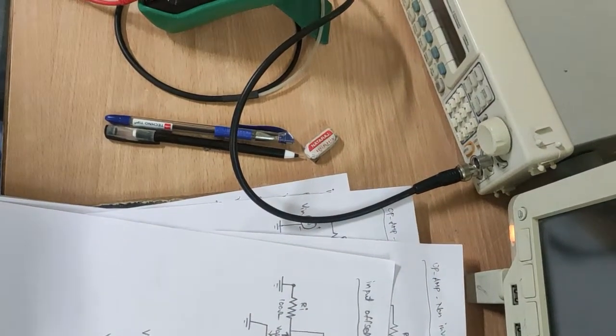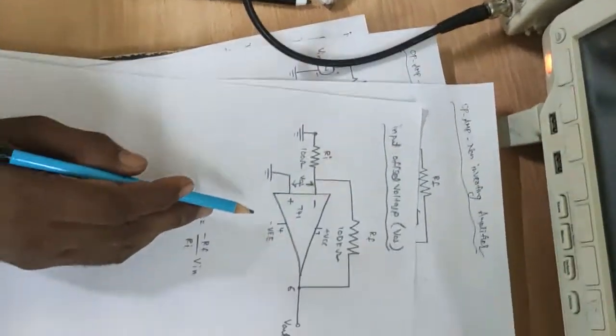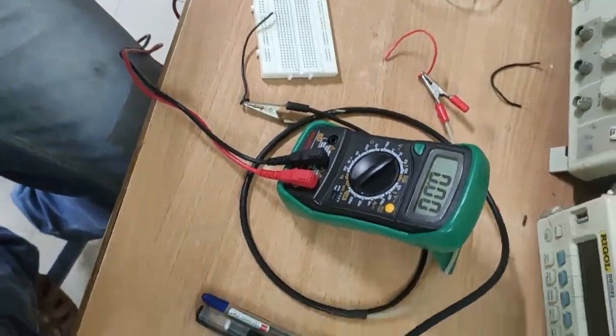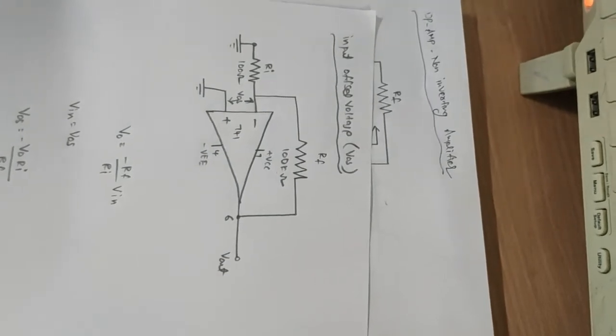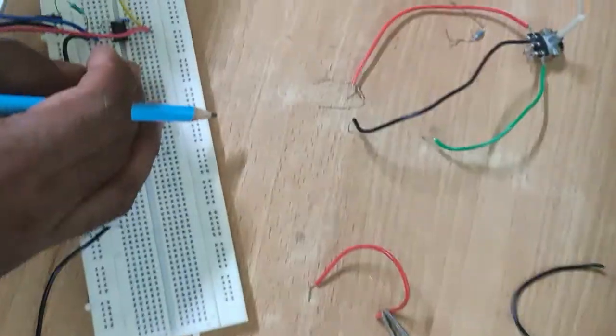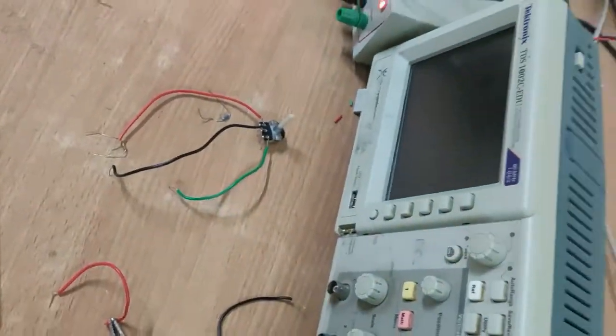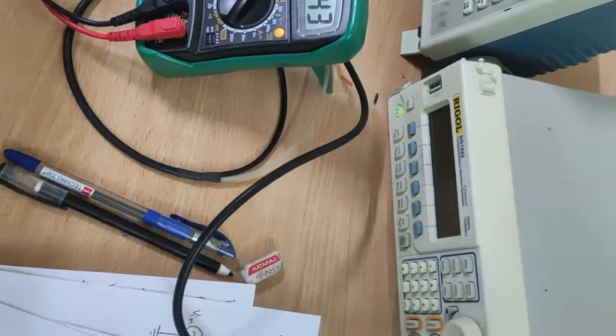Now practically, the same circuit is connected on the breadboard. Here the inverting terminal and non-inverting terminal are both at 0 potential. This is the non-inverting terminal and this is the inverting terminal. Next, switch on the power supply, and this is the Vout value.